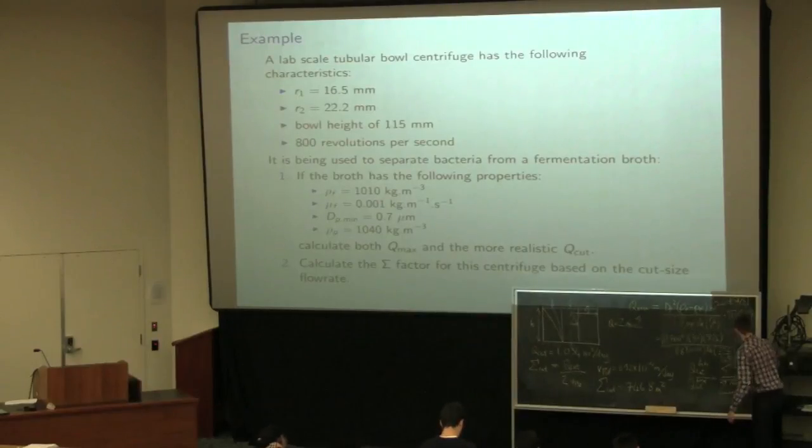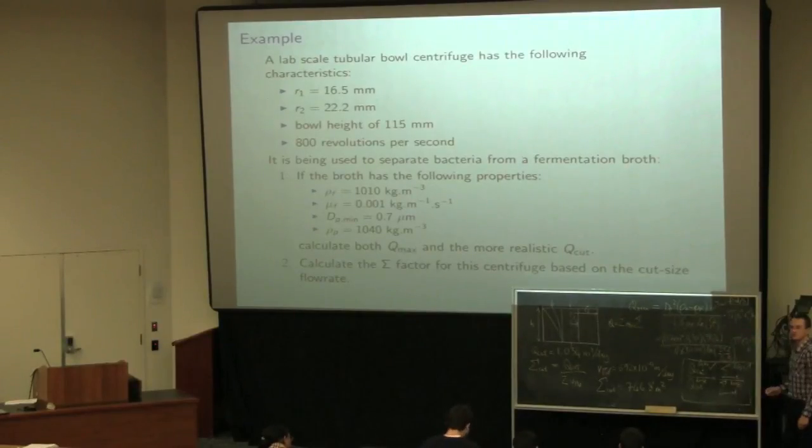Okay. Our next step would be to try and take this to a much larger scale. We're taking our laboratory unit that's only 2 centimeters, and we're wanting to scale it up to a much larger size. So we know the volumetric flow rate we can treat in the lab. We know the sigma value from the lab centrifuge.